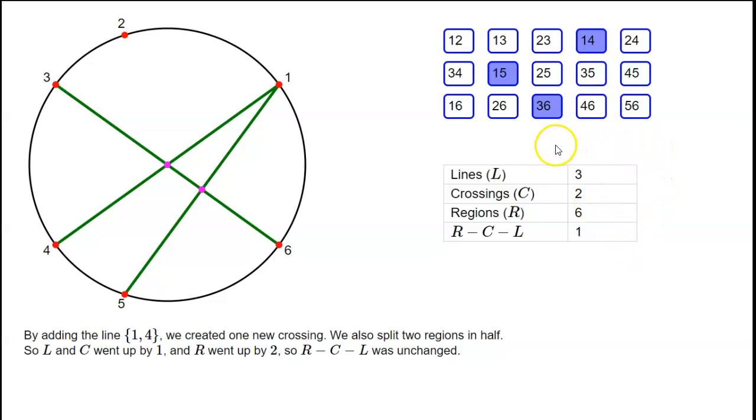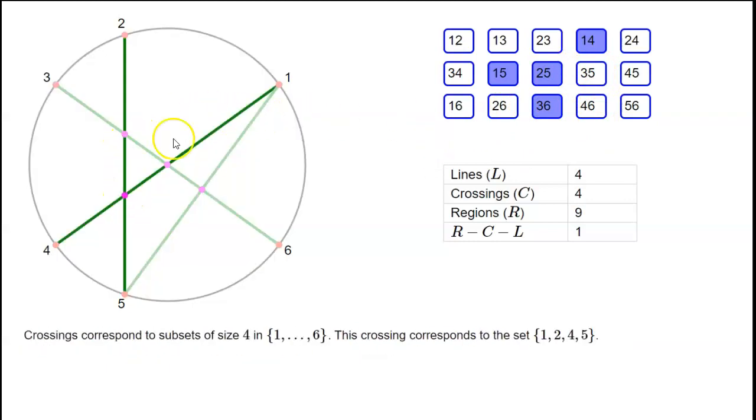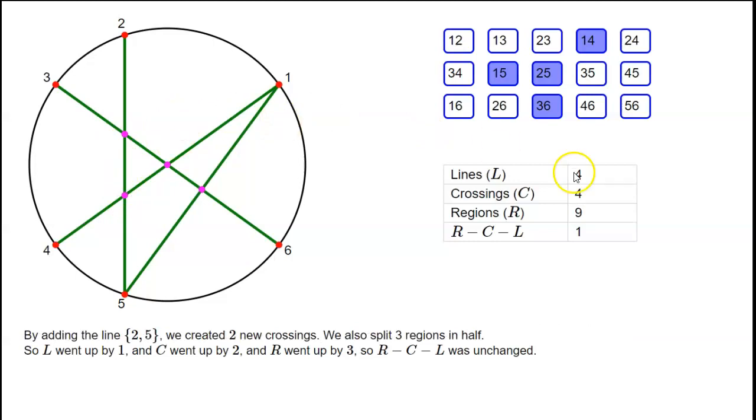And let's do something else. Let's put in the line from 2 to 5 here. This time we added 2 crossings. Added one line, so L's gone up to 4, 2 crossings, C's gone up to 4, and R's gone up to 9, but still we see that R minus C minus L is equal to 1. So we should try to understand why R minus C minus L is not changing.